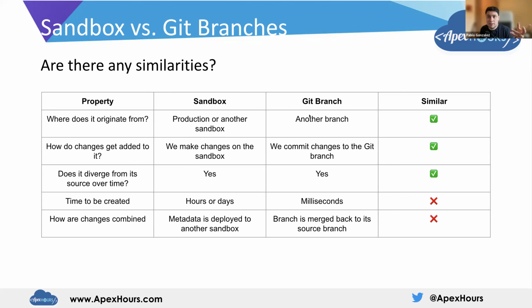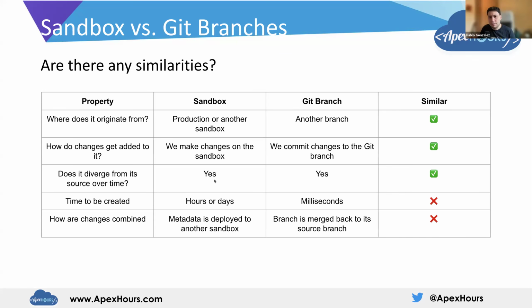A Git branch is the same. It can come from another Git branch. It can come from main, or you can create a branch from another branch. So it's pretty similar. They have a starting point, and that starting point can be anything. How do you add changes to that? Well, you make changes on the sandbox, or you deploy changes to the sandbox. Similarly, you can add changes to a Git branch by just committing changes to that branch. So it's, again, conceptually very similar.